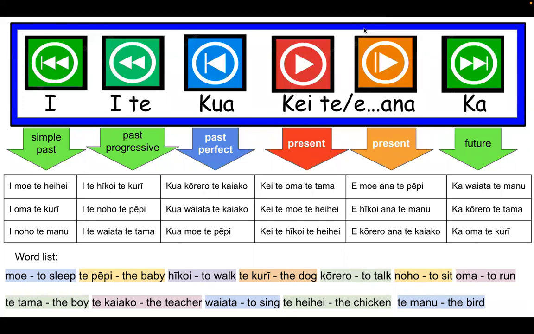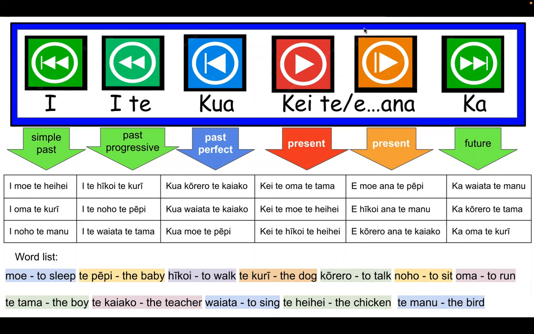I oma te kurī, the dog ran. I te noho te pēpi, the baby was sitting. Kua waiata te kaiako, the teacher has sung. Kei te moe te heihei, the chicken is sleeping, or the chicken is asleep. E hikoi ana te manu, the bird is walking. Ka kōrero te tama, the boy will speak.